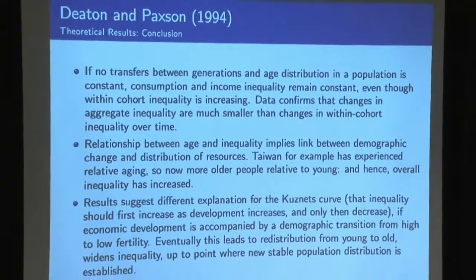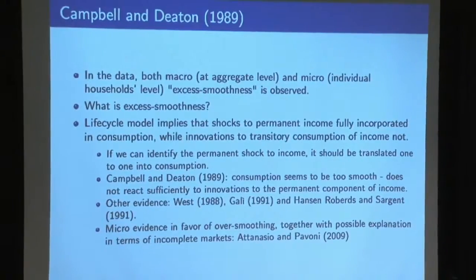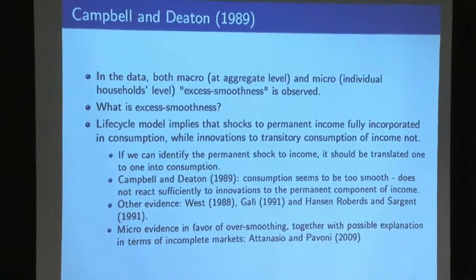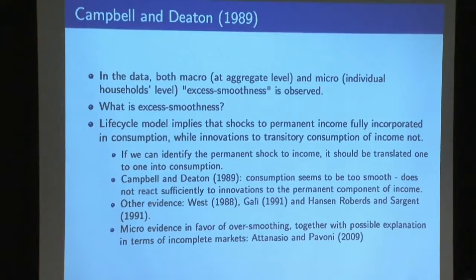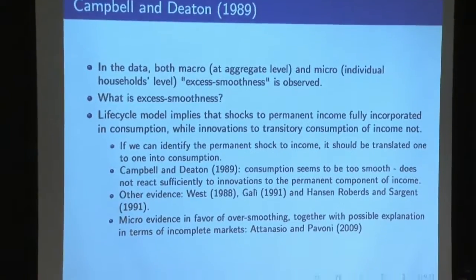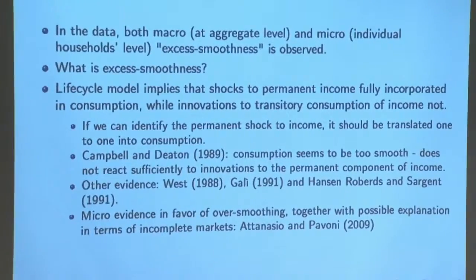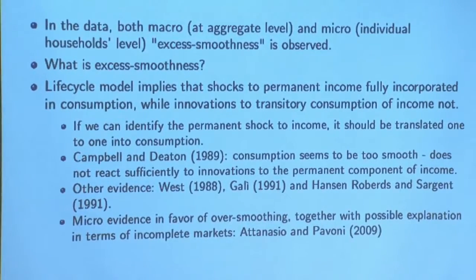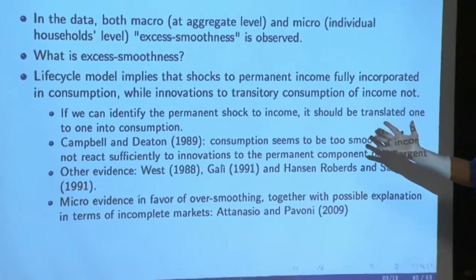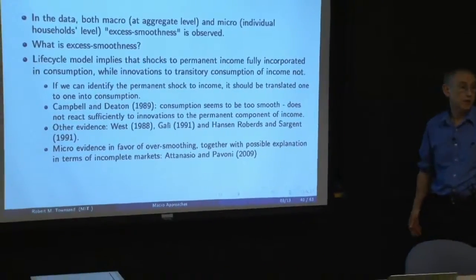And similarly here. Okay, so let's just say a few words about excess smoothness. To repeat, the life cycle model implies that shocks to permanent income should be fully incorporated into consumption, while innovations to the transitory part are not. Basically all the transitory income fluctuations should not be appearing in consumption, which actually is something we've talked about with regards to the full risk sharing model, except there we didn't make this distinction between transitory and permanent.